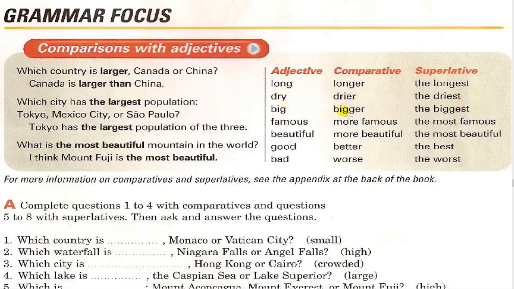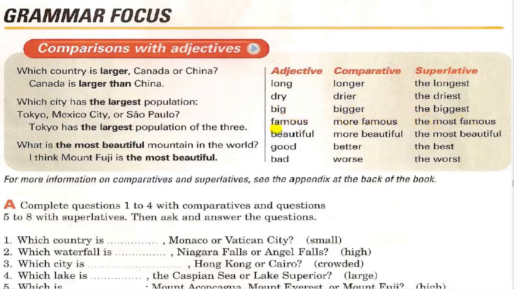Big, bigger, the biggest. Big, bigger, double G, the biggest, double G-E-S-T. Here, there is a vowel before the last letter. The last letter is G, and before the G, we have I. We have a vowel: A, E, I, O, U. So we double the last letter. Big, bigger, the biggest.